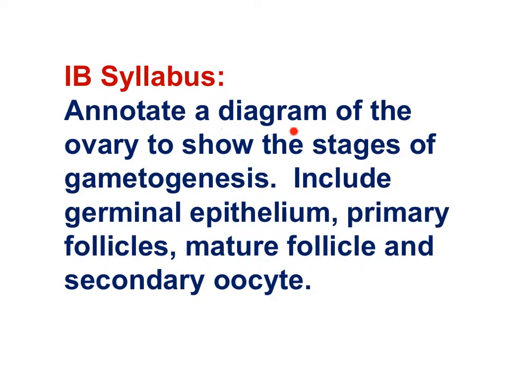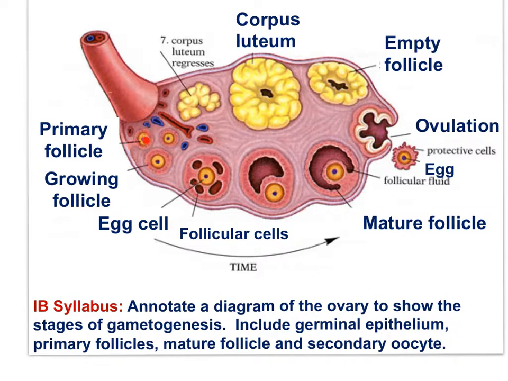Let's bring this IB syllabus statement into play because it coincides with everything that I'm covering here. Annotate a diagram of the ovary to show the stages of gametogenesis, including germinal epithelium, primary follicles, mature follicle, and secondary oocyte. The primary follicle develops under the influence of FSH into a secondary follicle. Meiosis 1 has occurred from the primary follicle to the secondary follicle. The developing follicle is also secreting estrogen. The follicle is a large multicellular structure with a developing egg, nutritive cells, and endocrine cells.